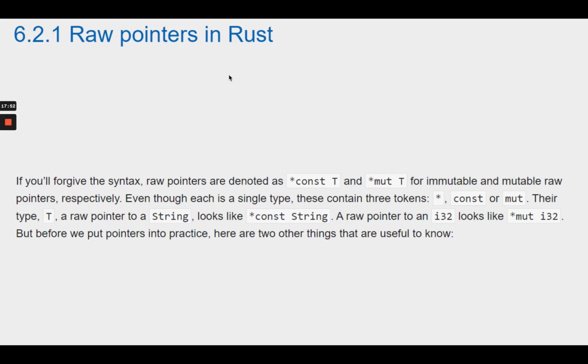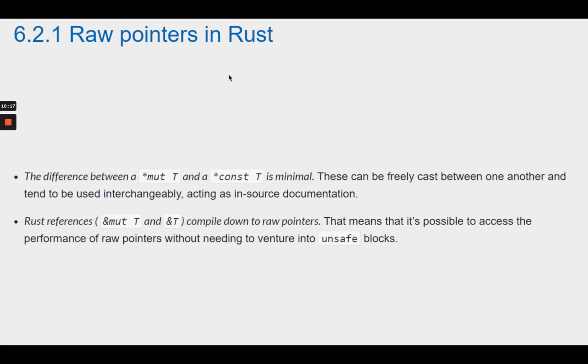If you'll forgive the syntax, raw pointers are denoted as *const T and *mut T for immutable and mutable raw pointers, respectively. Even though each is a single type, these contain three tokens: const or mut, and their type T. A raw pointer to a string looks like *const String. A raw pointer to an i32 looks like *mut i32. But before we put pointers into practice, here are two other things that are useful to know.